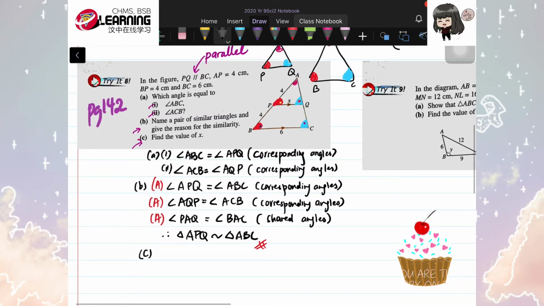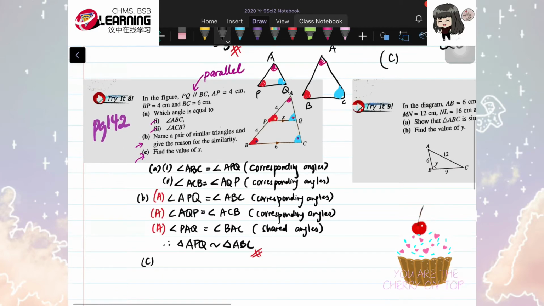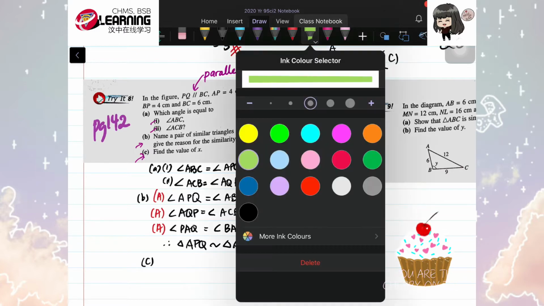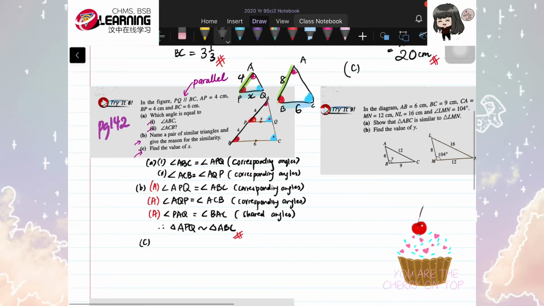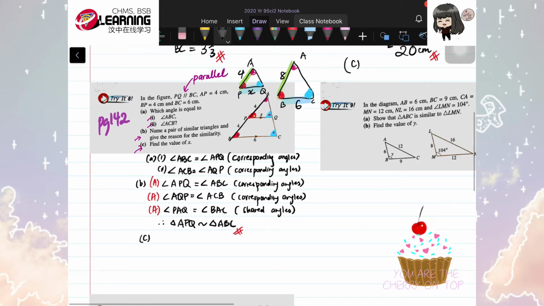Part C, find the value of x. So we label the two triangles first. AP is 4, and AB is 8 because 4 plus 4 is 8. PQ is x and BC is 6. So let's compare. We compare AP with AB, the ratio, we're using ratio now, and then we have PQ and BC. We will compare these two sides. The ratio must be the same.